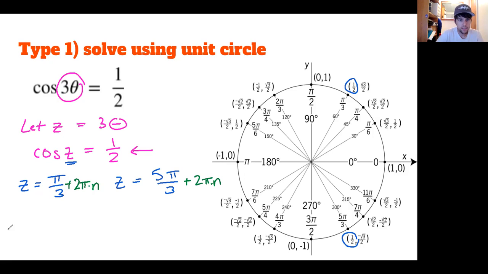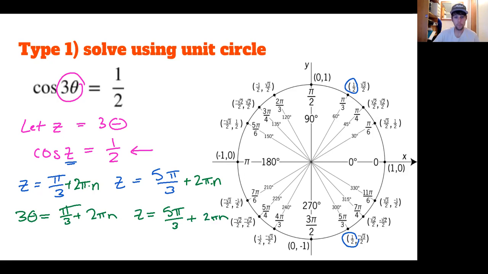Let's get back to that in just a second. Now let's unsubstitute it. We'll do 3 theta is equal to pi over 3 plus some multiple of 2 pi. We'll call it 2 pi n. And then we have 3 theta is equal to 5 pi over 3 plus some multiple of 2 pi. Remember, we were unsubstituting. This is supposed to be 3 theta.